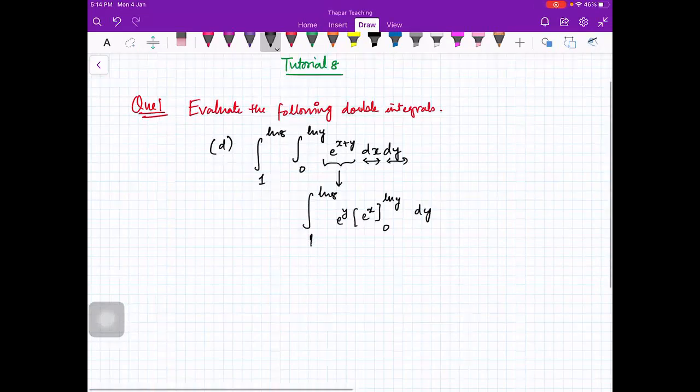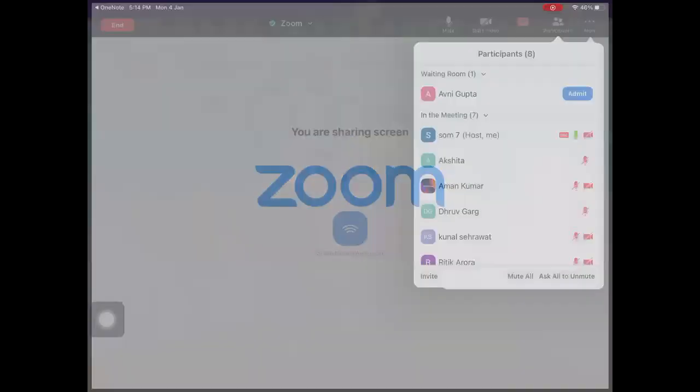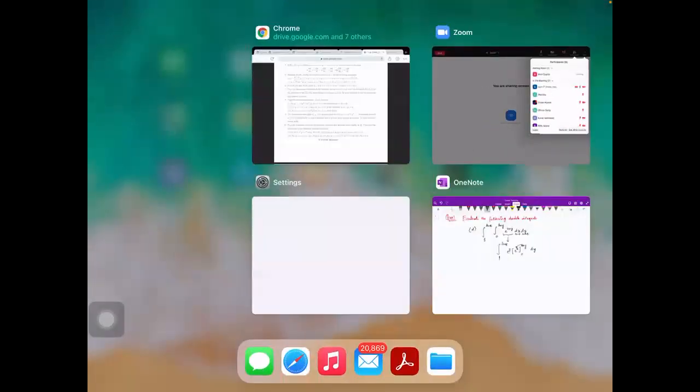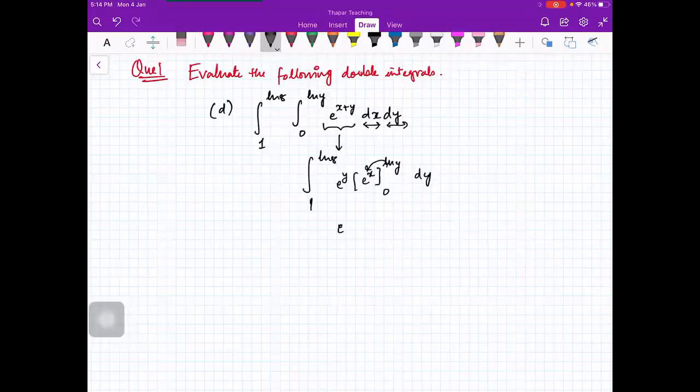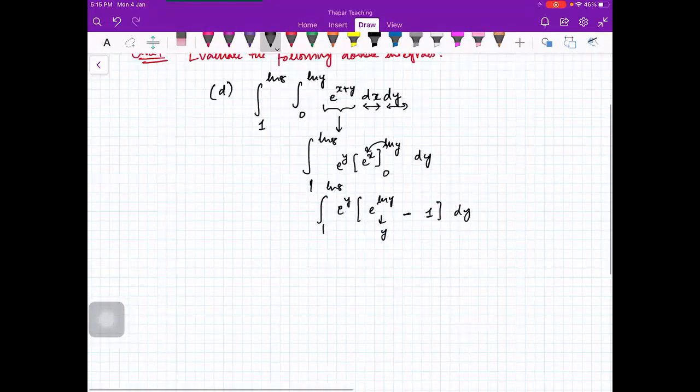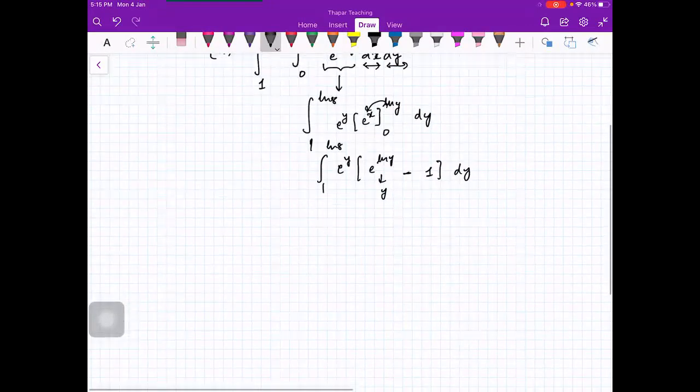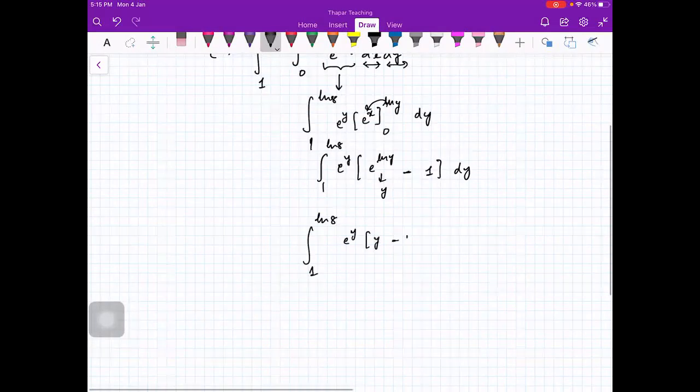Now you just put these limits. If you put the limits, you'll get e raised to power y. e raised to power log y is y. You know, right? e raised to power log y is y. Okay, minus e raised to power 0, which will be 1, dy, 1 to log 8. Now you have to integrate it. 1 to log 8, e raised to power y minus 1 dy. Right? So you can integrate it.